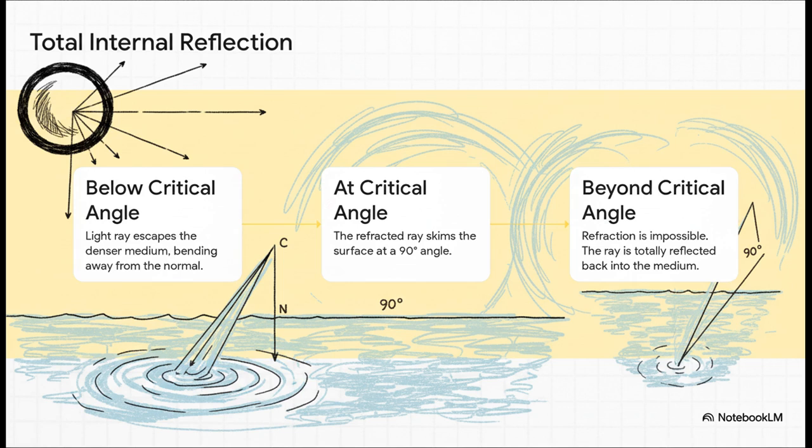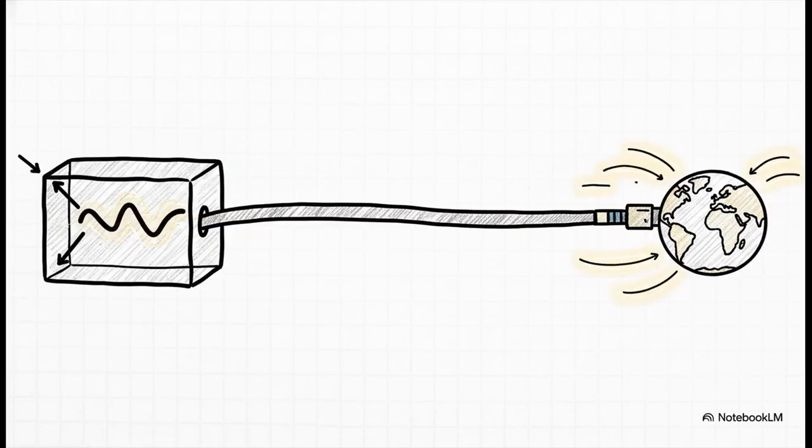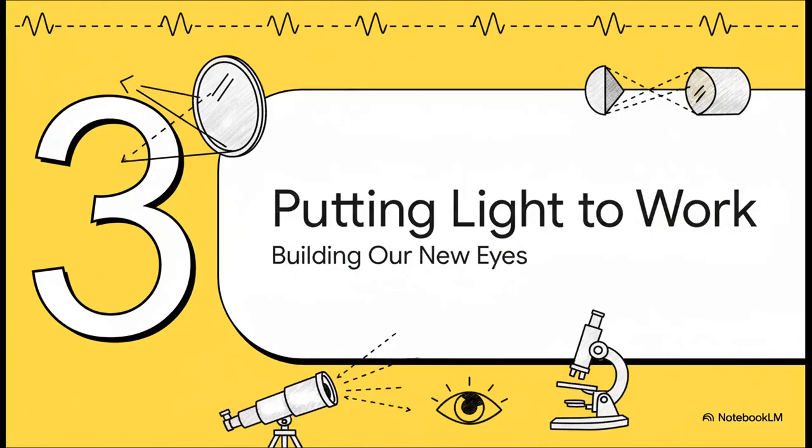It's trapped. And this whole phenomenon of trapping light is not just some neat physics trick. It is the fundamental core principle that makes optical fibers work, the very fibers that carry the data for our entire global internet. So, now we have our two keys, right? Reflection, which is the art of bouncing light, and refraction, the art of bending it. So let's see how we combine them to build the incredible instruments that have totally unlocked new worlds for us.